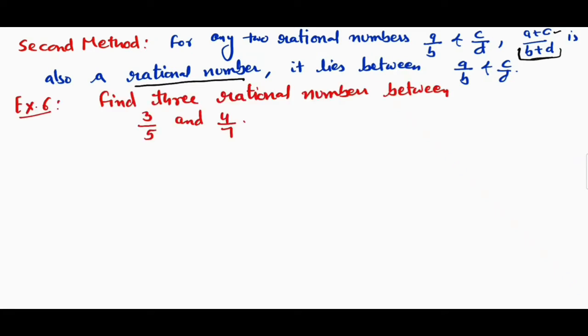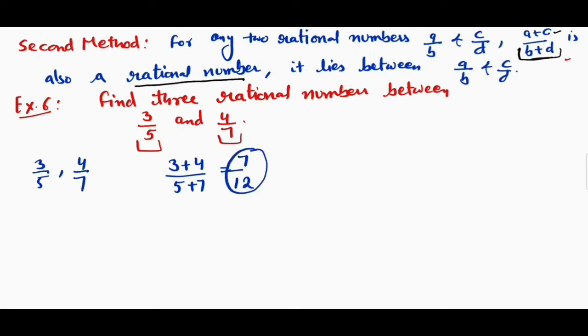Find three rational numbers between 3/5 and 4/7. So here we will use this method. My given numbers are 3/5 and 4/7, and this number will become (3 + 4)/(5 + 7), which is equal to 7/12. So this number always lies between 3/5 and 4/7. This is my first number. So I can write this as 3/5, 7/12 and 4/7.